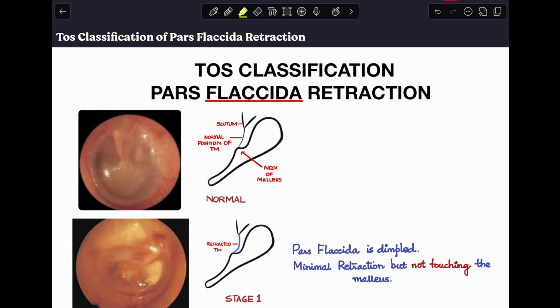Today I'll be discussing a very short question, rather a Viva question that you get asked when you get a case of atticoantral disease in your practical exams. And that is the TOS classification of pars flaccida retraction.